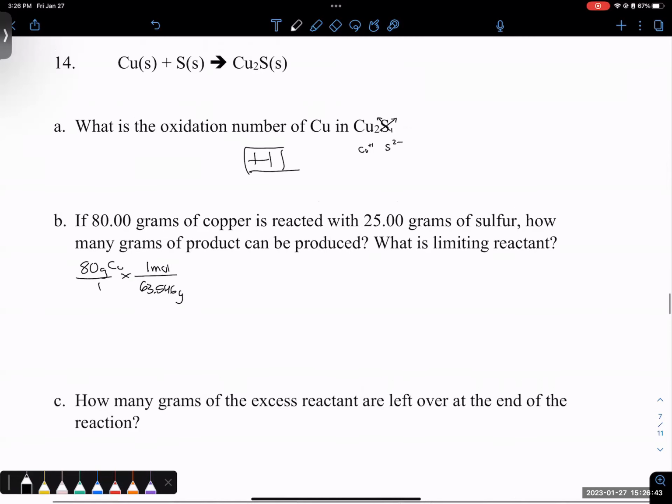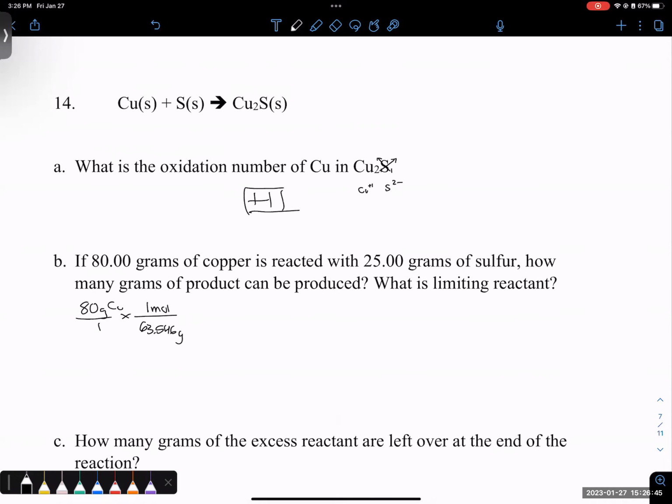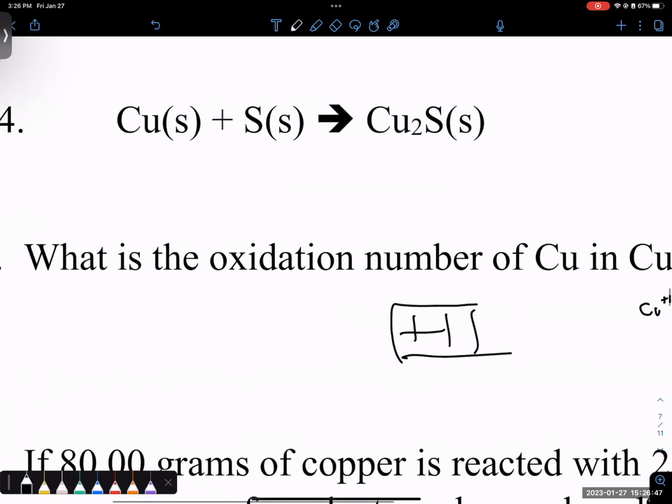Oh, I forgot to do something up here. What did I forget to do? Balance, right? Next time someone yell at me if I forget to do that. So that should be the first thing we always do in these problems: balance our chemical equation. To do this, you just need to put a 2 there.